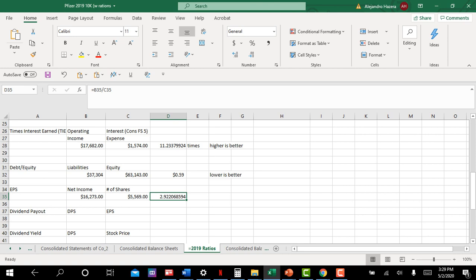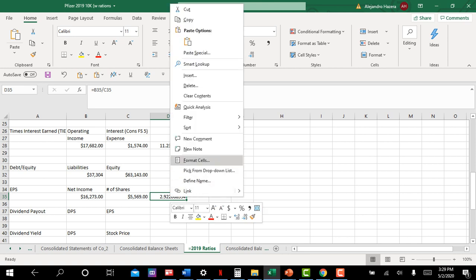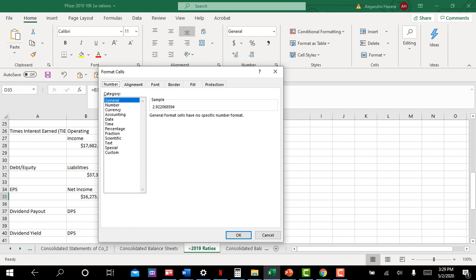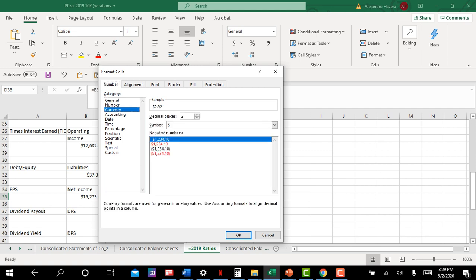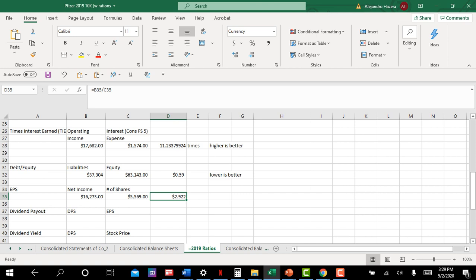I'm going to go ahead and format this. So we're going to take the format, we'll do currency, and we'll go 3 spaces out. So $2.92. That's our earnings per share. I'm going to say here, higher the better. I'm going to put here, relatively speaking, in simple terms, the higher the better.